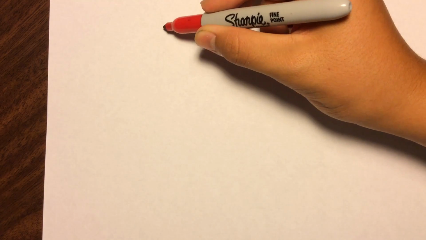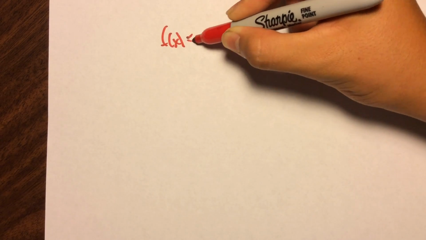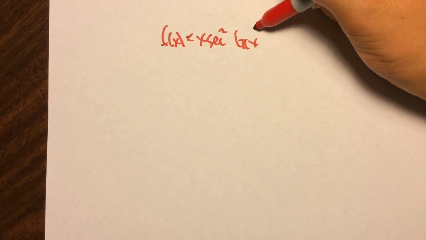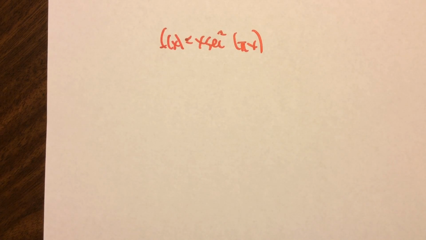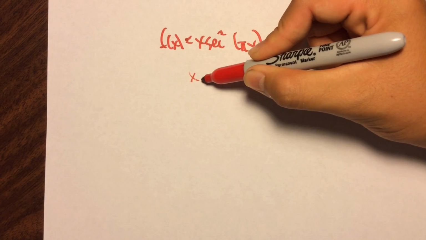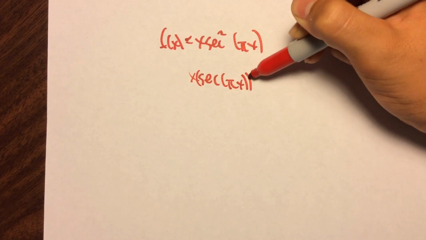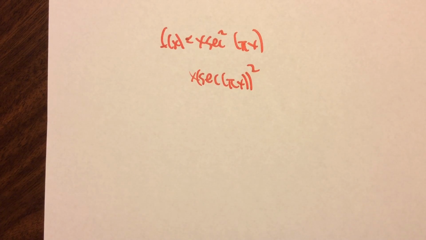So now that we understand how to find the formulas for the derivatives of trigonometric functions, we can do some practice problems. So if we have f of x is equal to x times secant squared of pi x, how would we find f prime of x? Well, first, we can rewrite this as x times secant pi x squared. Now this is easier to see that we have to use the chain rule first.